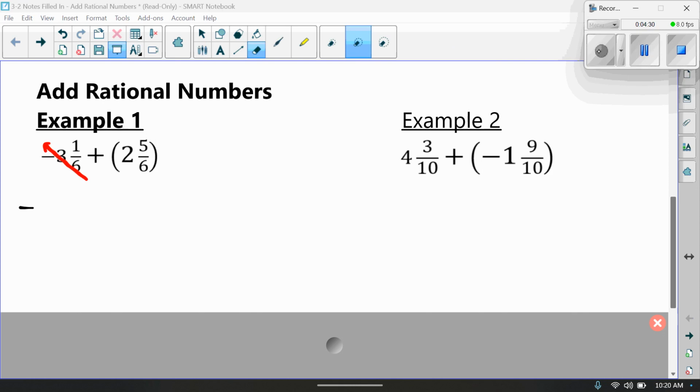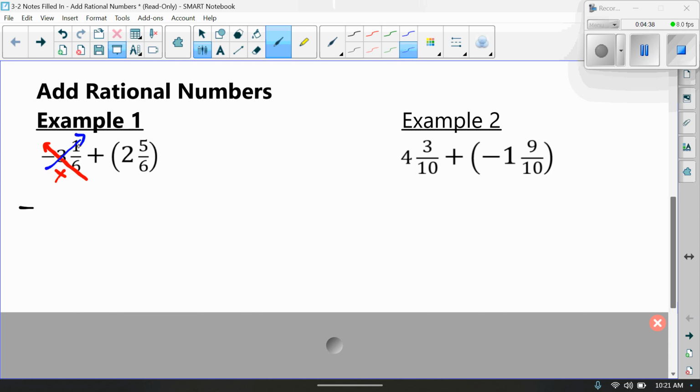In this direction, we're going to multiply. And then when we go in this direction, we're going to add. Is everybody clear? So 6 times 3 is 18, plus 1 is 19. So we have 19 over, the denominator stays the same. Is everybody with me? So the denominator is 6, that stays the same. So we have negative 19 over 6.